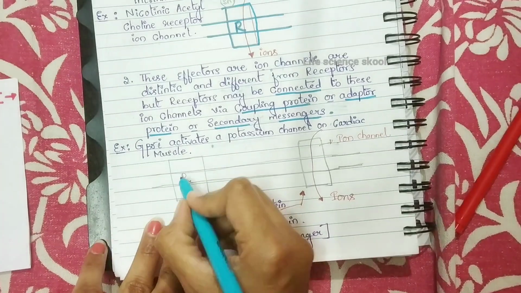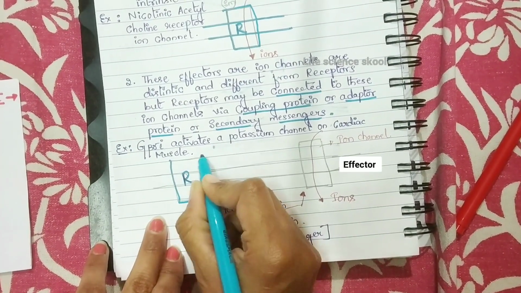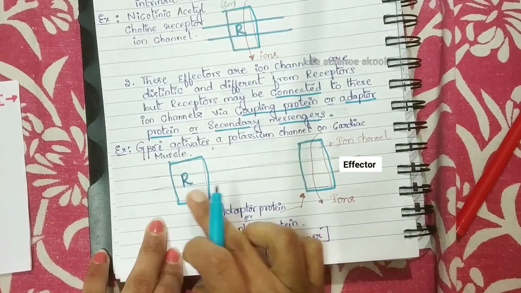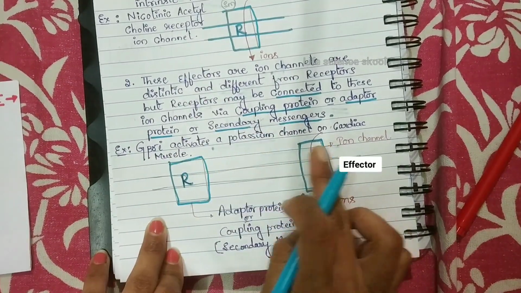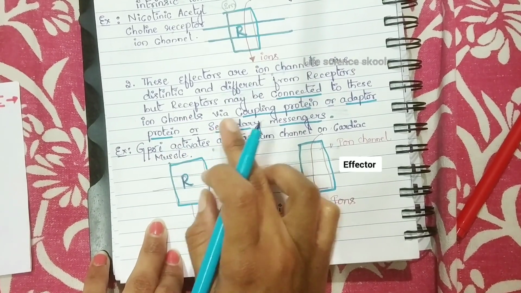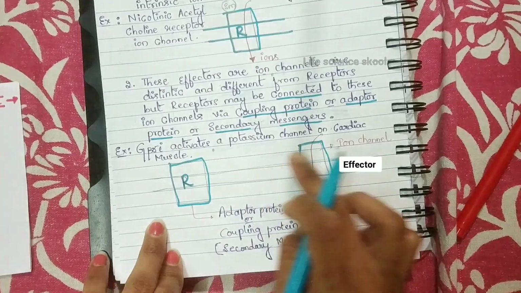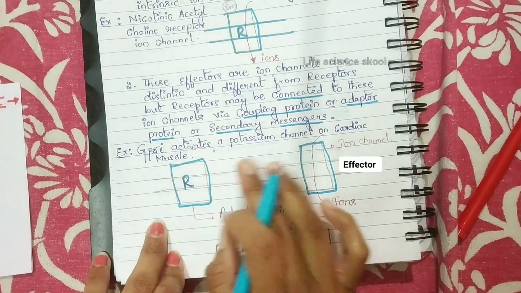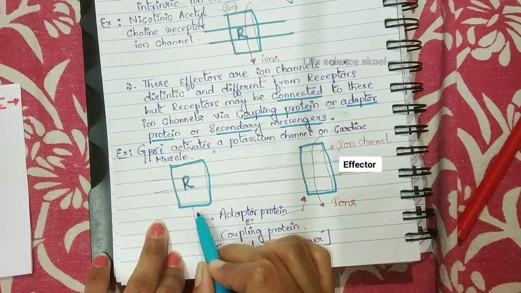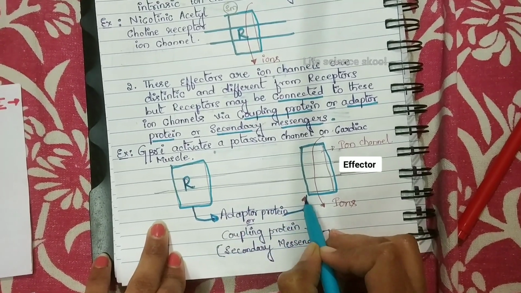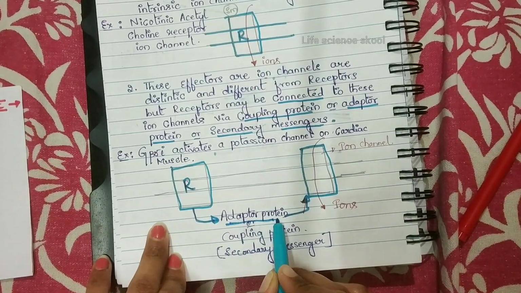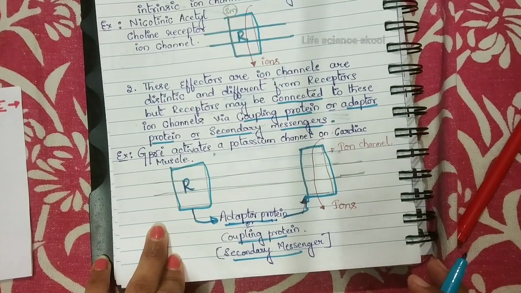This is the receptor which I have drawn here, and this is the ion channel. As I said in the definition, these effector ion channels are distinct and different from the receptor. You can see here they are different and distinct, but these two are connected by a coupling protein or adaptor protein and secondary messengers.